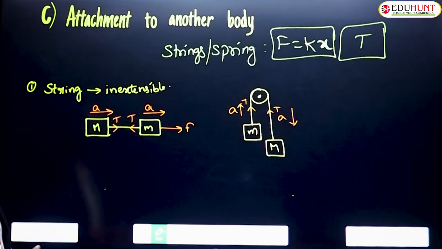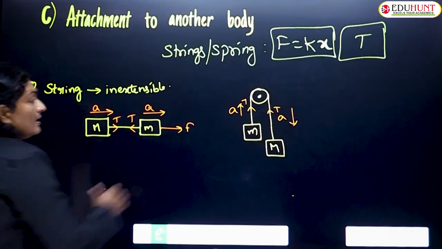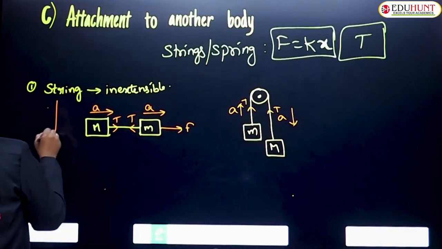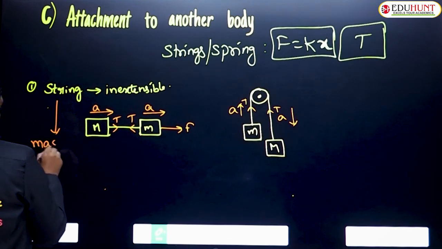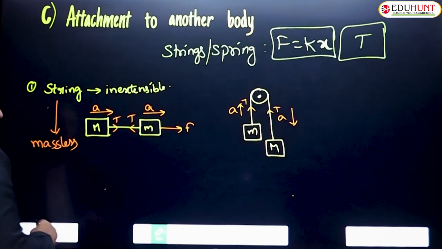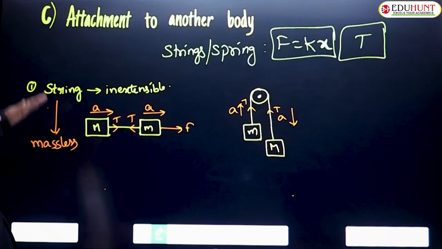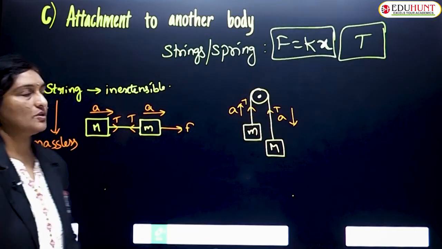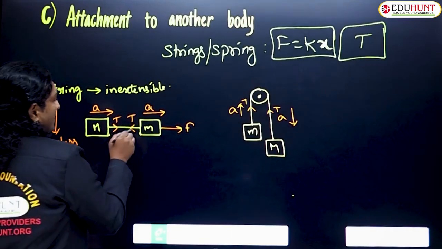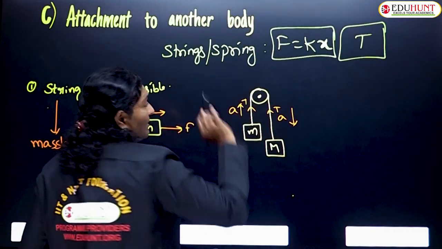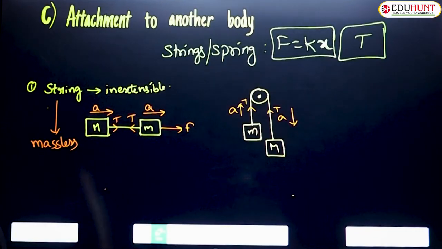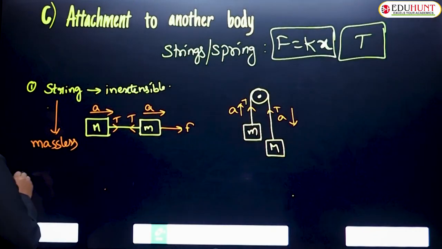And one more thing I would like to add, children: if the string is inextensible as well as massless, no mass, then the tension throughout the string will remain the same. So at each and every point of the string it remains the same. Is that clear? Well, now moving to the second point.